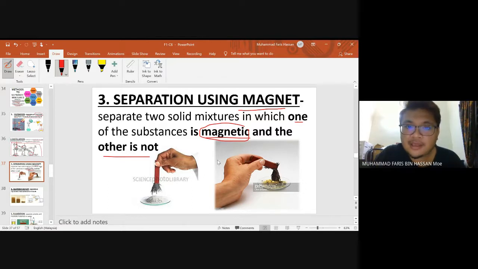By using the magnet, the magnet will attract one of the solid particles inside the two-solid mixture. The non-magnetic one will remain there, and the magnetic one will be attracted to the magnet.